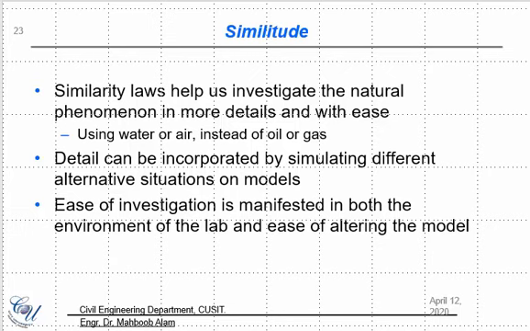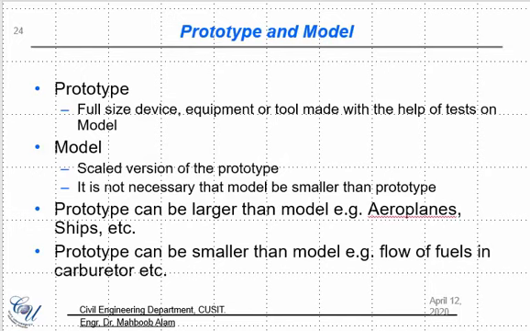So we develop models and then we ultimately go to the prototype production. As we defined earlier, prototype is a full-size device, equipment or tool with the help of tests on the model. So this is basically the full scale structure. Model is a scaled version of the prototype. It can be smaller than the prototype. In some cases it can be even bigger than the prototype.